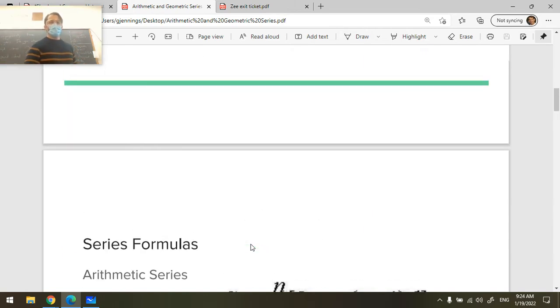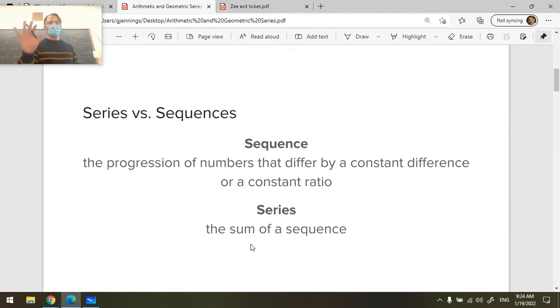Do we have the definition here? Yeah, a sequence is a list of numbers. It's a progression of numbers that have a common difference or a common ratio. And those are either arithmetic or geometric. Arithmetic ones have a common difference that we find by subtraction. Geometric sequences have a common ratio, and we find those by division. Okay? And a series, well, this is a new idea, and that's when I take a sequence and add all the terms together.